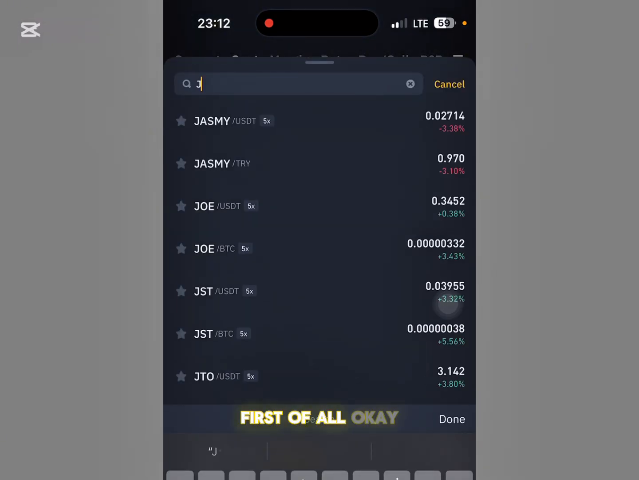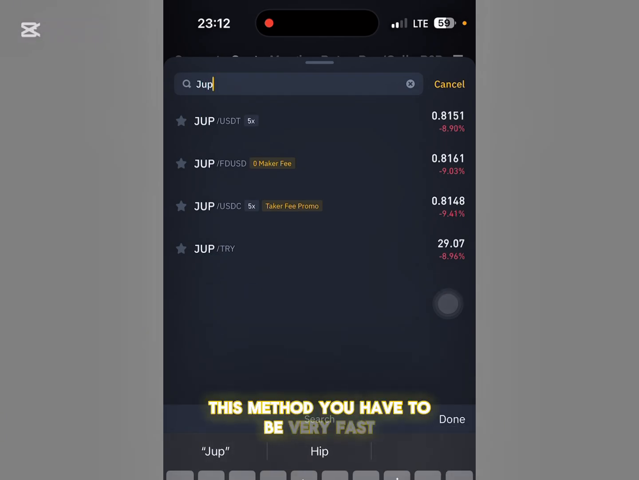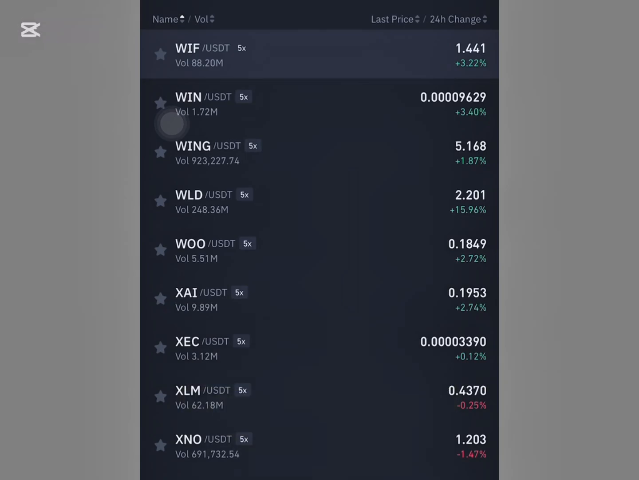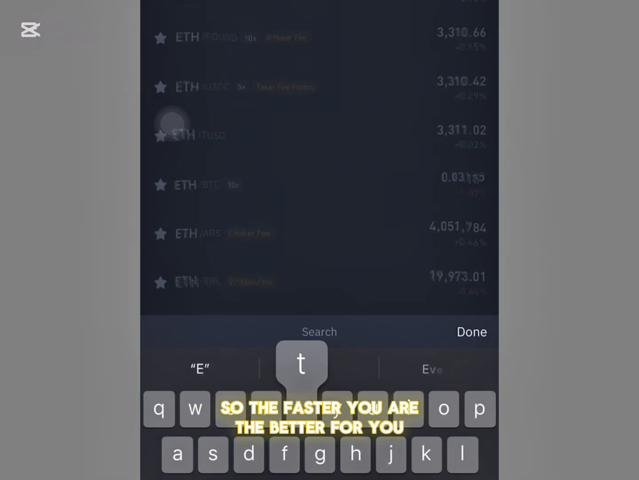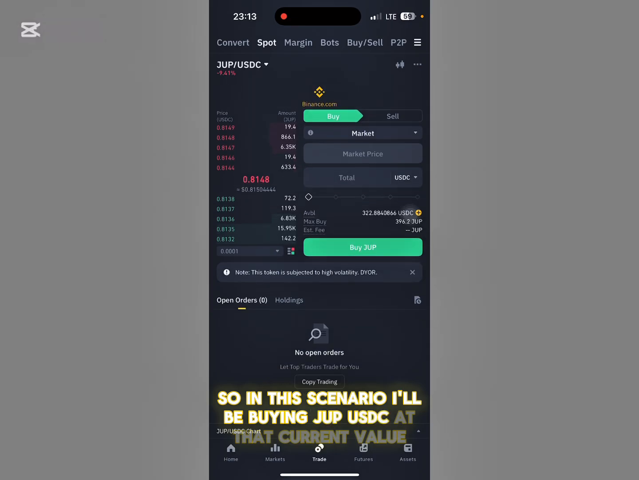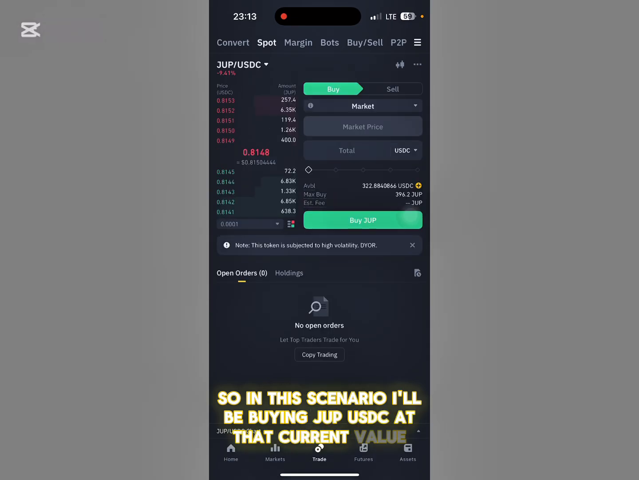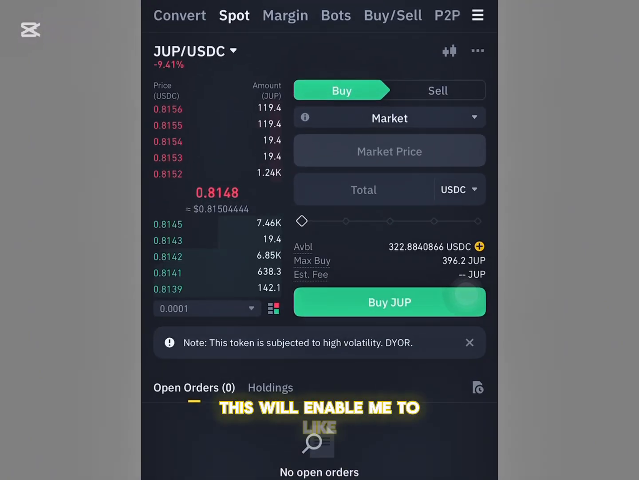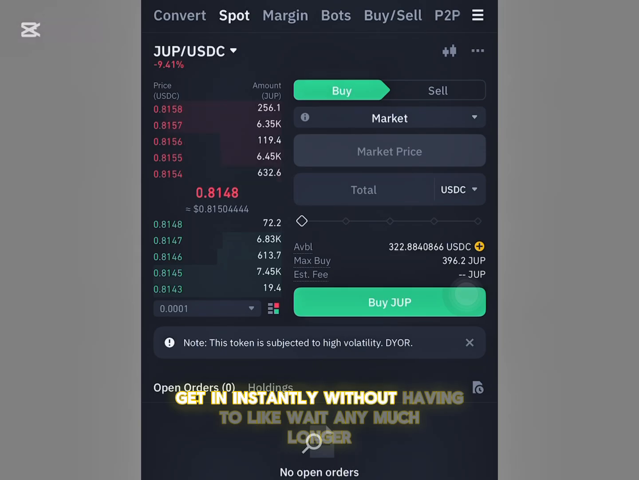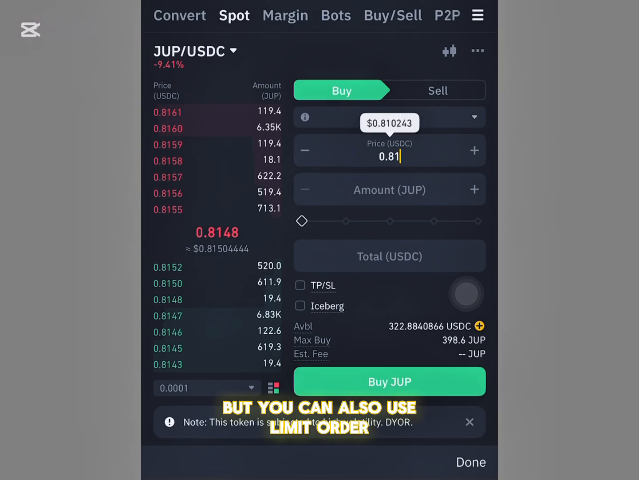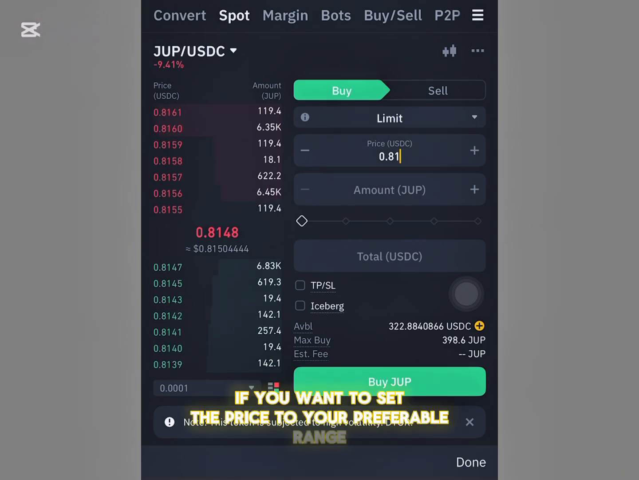First of all, with this method you have to be very fast because the price can change within a twinkle of an eye. So the faster you are, the better for you. So in this scenario, I'll be buying JUP USDC at that current value using market order type. Okay, this will enable me to get in instantly without having to wait any much longer. But you can also use limit order if you want to set the price to your preferable range.